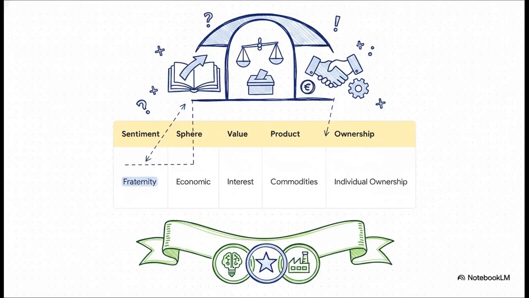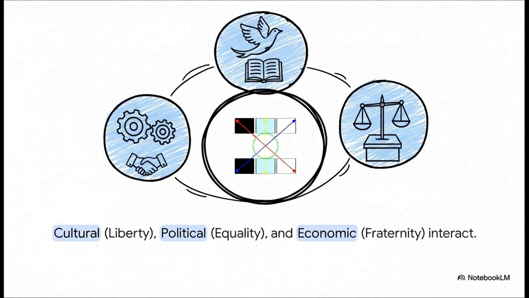And this table completes the whole picture. Fraternity is the guiding spirit of the economic sphere. The value here is interest, what people need and what they're interested in making. The products are commodities, and unlike those ideas in the cultural sphere, these can be owned by individuals. This is where personal property has its natural place.